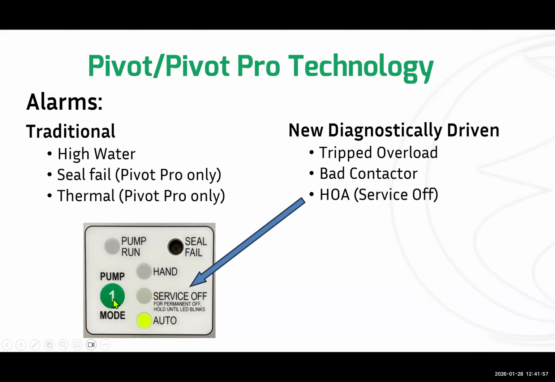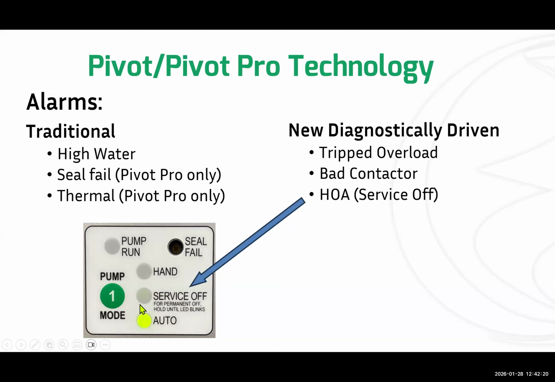The mode button here, this green button, is just a toggle switch and it's going to cycle. It'll go from auto to off to hand to off to auto. So if you keep hitting it, it's just going to cycle back and forth between those three options. So one of the things that we've done that's very different than any other control panel that we're aware of out there is we have what we call a service off mode.